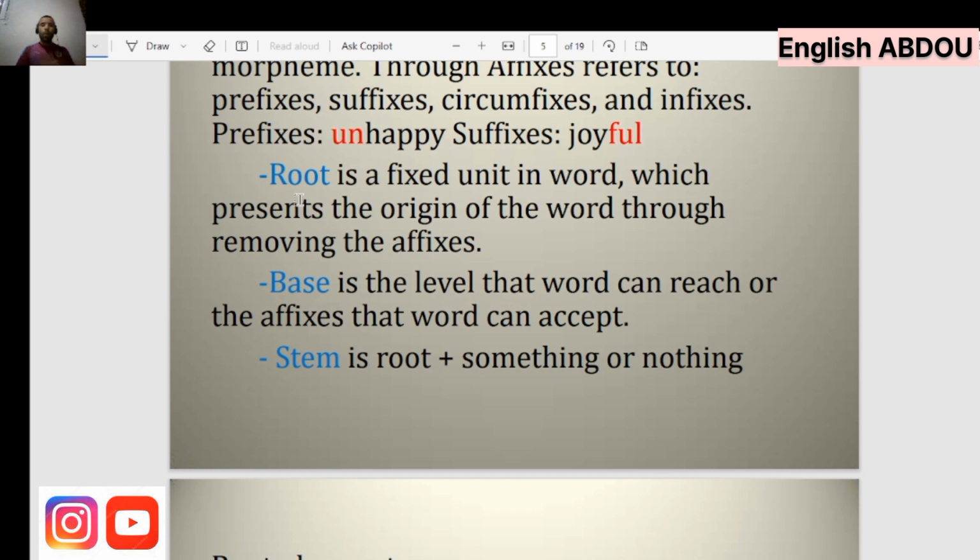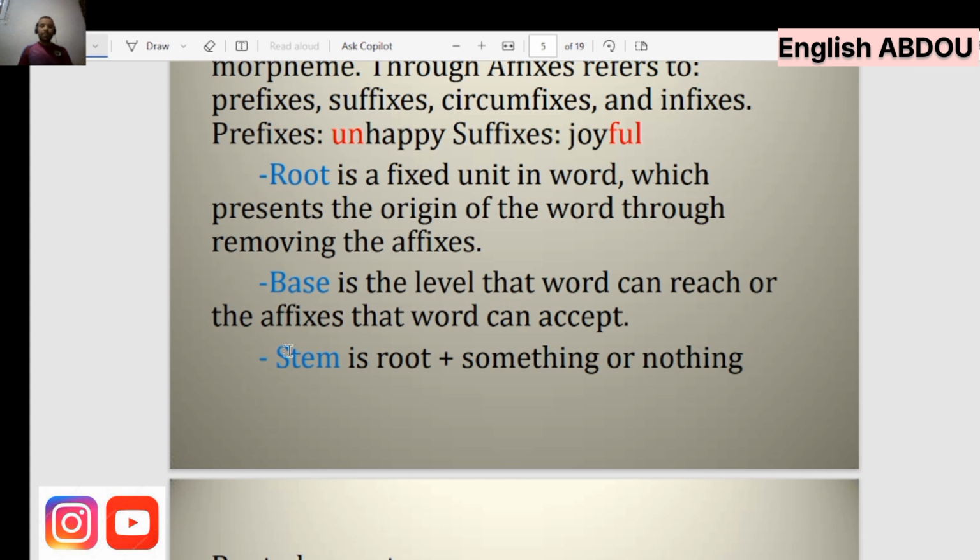And base هو الليفل that word can reach or the affixes that word can accept. يعني بحال هنايا هذا هو البيس. البيس هنايا عندنا unhappy هو البيس ديال happy. Unhappiness is the base of unhappy. يعني الكلمات ولا الافكسز اللي يمكن لينا نزيدوهم على الكلمة باش يطلع الليفل تاعها.